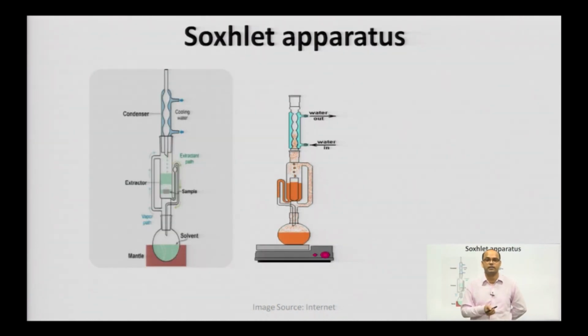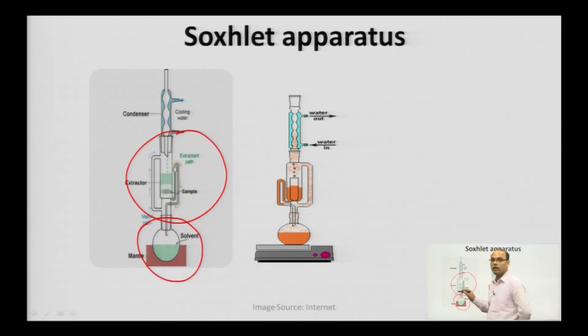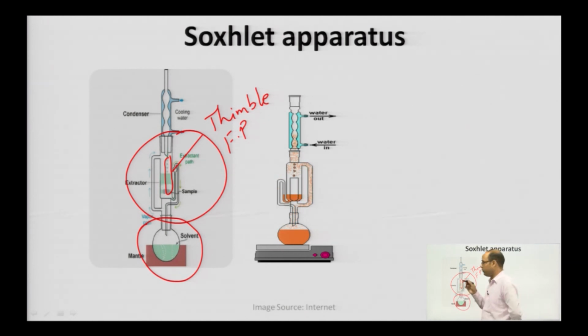This is the Soxhlet apparatus, which we have already discussed in our previous lecture. It contains 3 parts. It is the solvent reservoir, this is the extractor. We place our drug in the extractor in the form of a thimble. The thimble is generally made up of cellulose filter paper. We pack the drug in the filter paper and put the packet into this extractor, and the third assembly is the condenser.